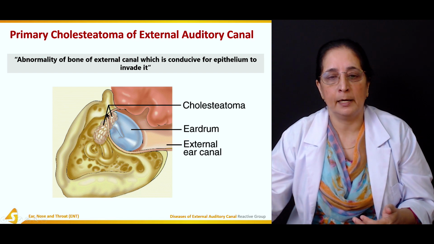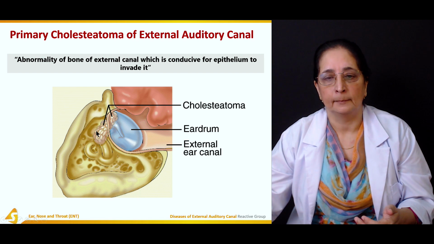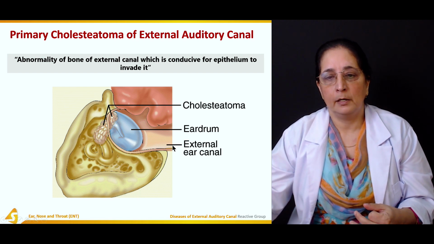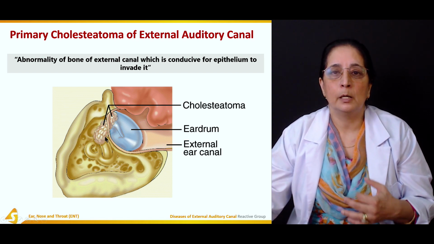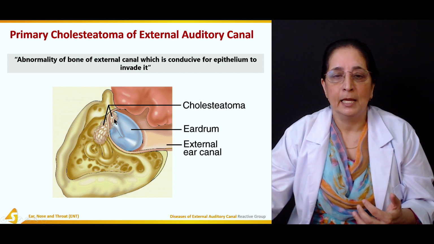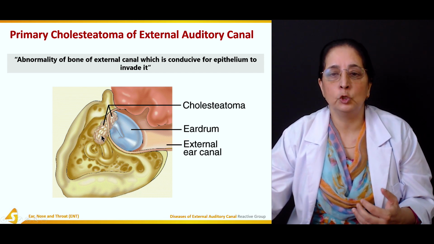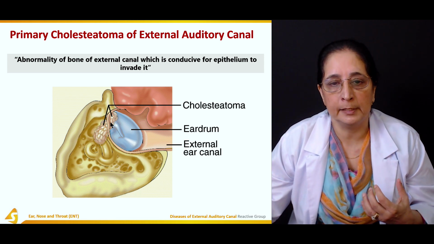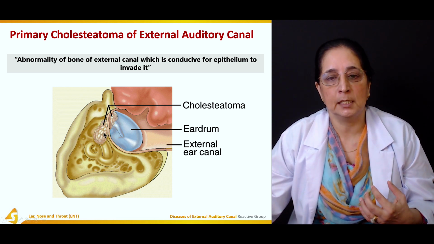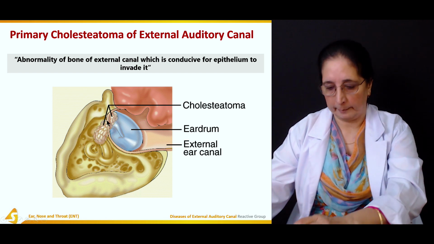This is the diagram that shows the formation of cholesteatoma. This is the external auditory canal, external ear. This is the tympanic membrane, and this cholesteatoma grows behind the tympanic membrane due to abnormality in the conduction of the bone of the external ear. So this is cholesteatoma, primary cholesteatoma.